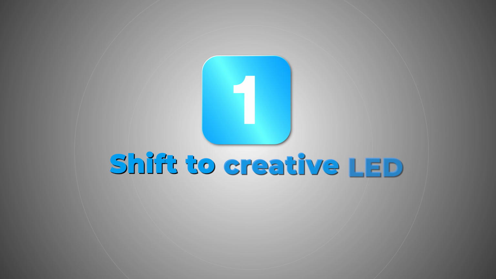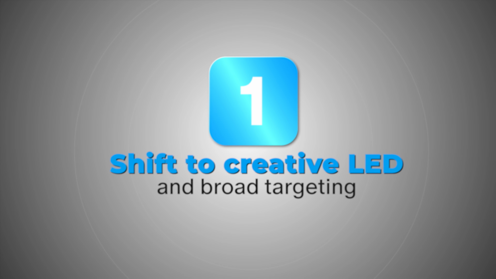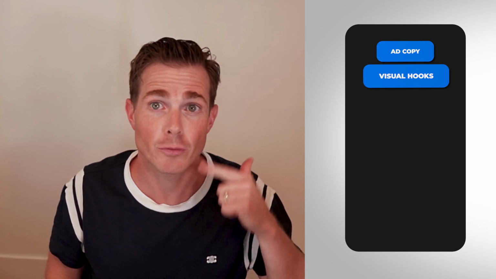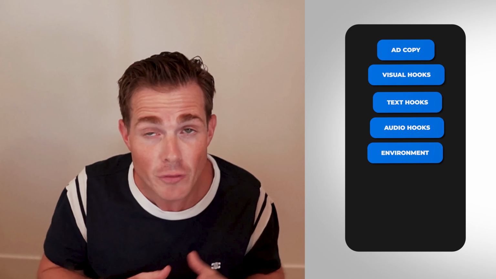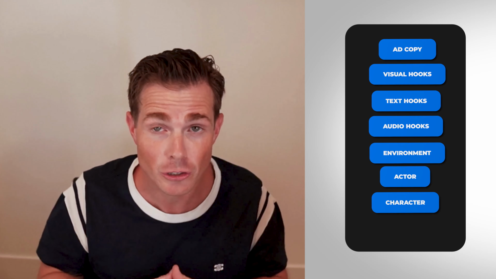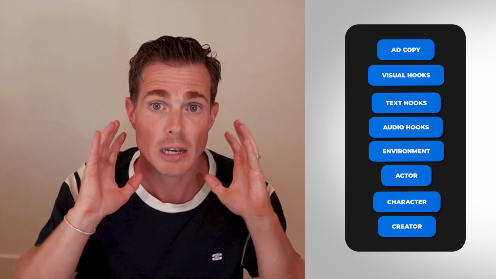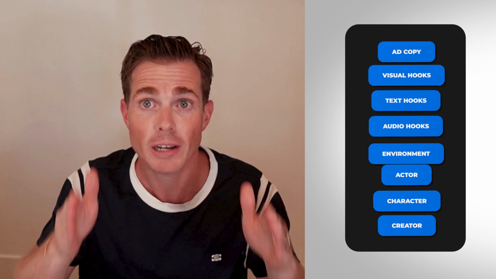Step one is the shift to creative-led and broad targeting. The biggest mistake people are still making in 2026 is thinking they are smarter than Meta's AI engine. The algorithm doesn't care as much about your manual interest groups anymore and instead cares about creative signal. Meta now uses your ad copy, your visual hooks, your text hooks, your audio hooks, the environment of the video, the actor, the character, the creator of the video. All these things are what targets the audience for you and qualifies you to reach your target avatar.